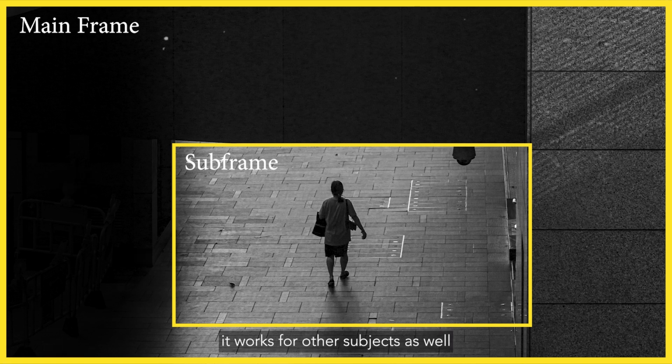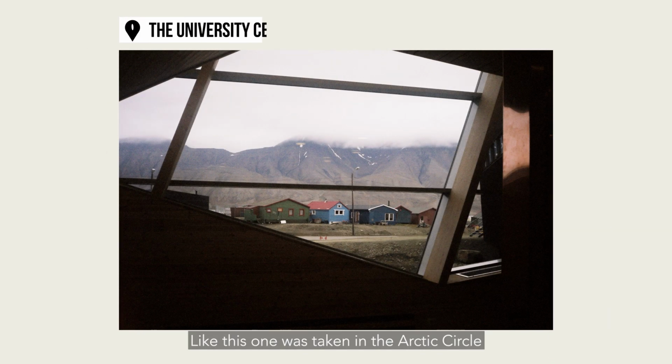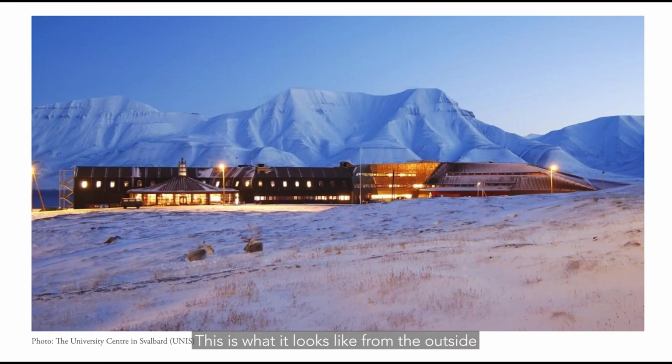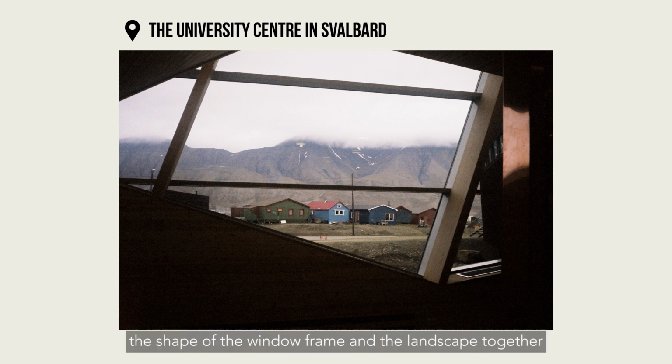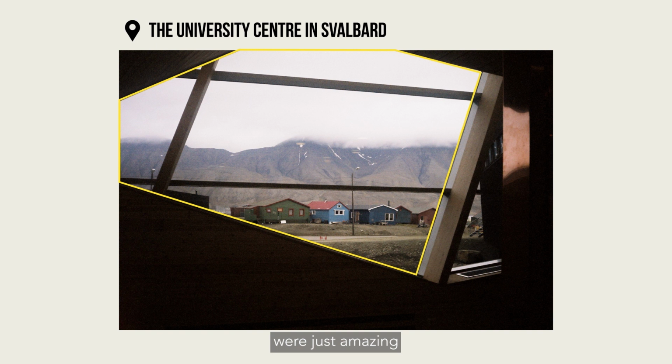It works for other subjects as well. Like this one was taken in the Arctic Circle. This is what it looks like from the outside. So I look out the window. The shape of the window frame and the landscape together were just amazing. I believe it's shot on film. You can see the film grain.